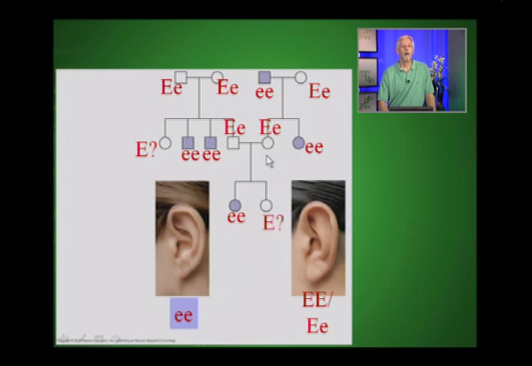And then, last but not least, this daughter could be either. So we know she has free earlobes, could be homozygous dominant, could be heterozygous. And again, if you do your Punnett square, you'll realize those are each possible crosses when you cross heterozygotes.